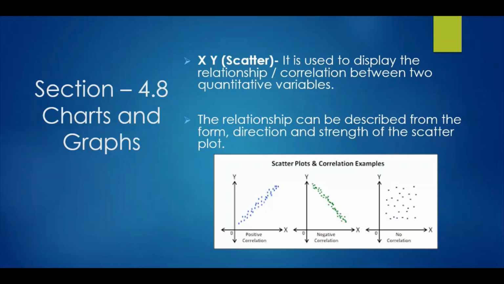Negative correlation means when the value of x increases, the value of y decreases, which means there is an inverse correlation or inverse relationship between two variables. In no correlation, there is no relationship between two variables.